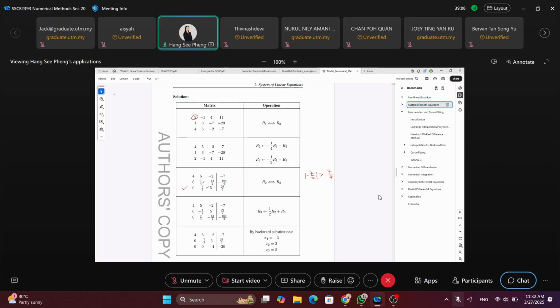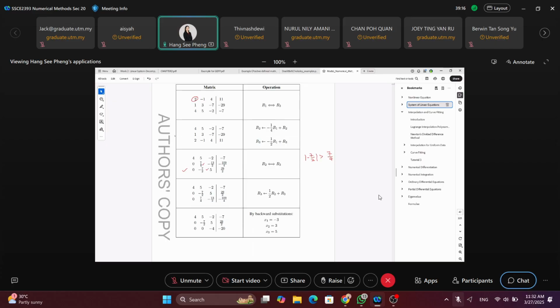So after you do the row interchange, not only for these two values, but the whole row 2 and row 3. Then only we proceed to find M31, M21, M32. Yeah, this is M32. And perform the operations and solve it using the backward substitutions.